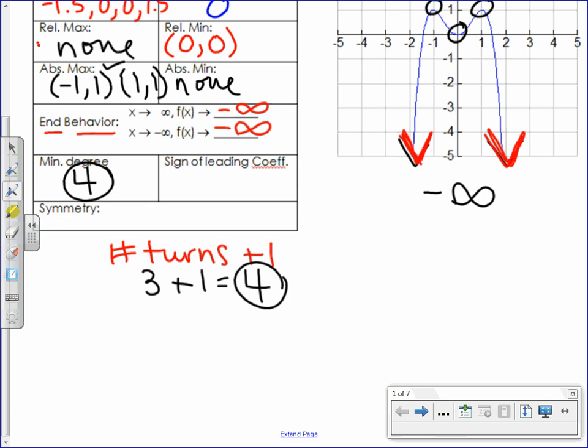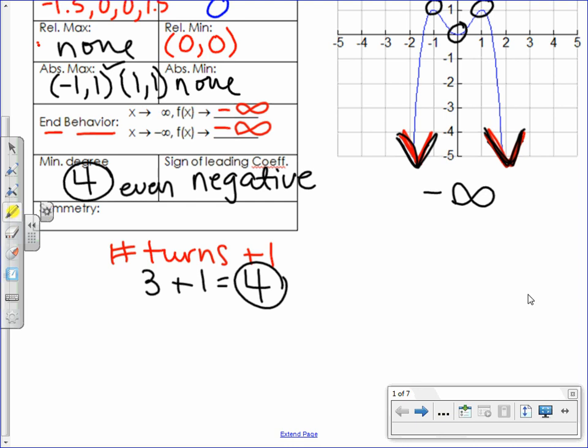Now, if my minimum degree is 4, it's even, right? And we know that even functions have to have endpoints that go in the same direction, either both up or both down. Well, in this one, my endpoints are both going down. So if they're going down, if they're approaching negative infinity, then the sign of the leading coefficient must be negative, because they're going down.